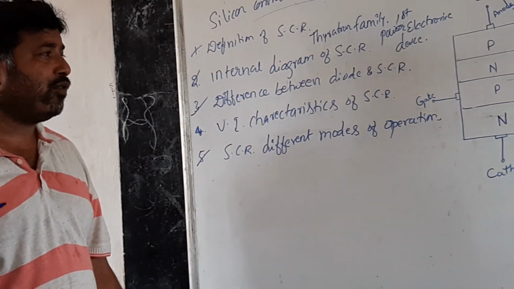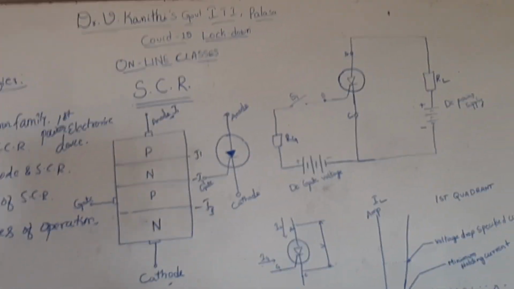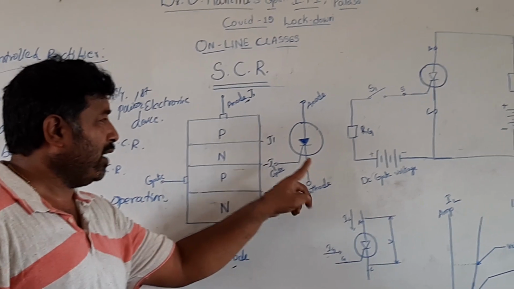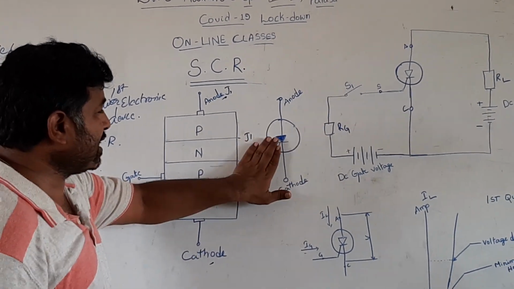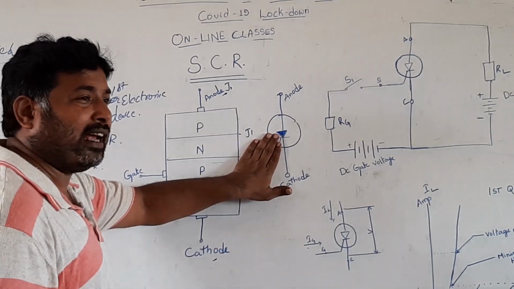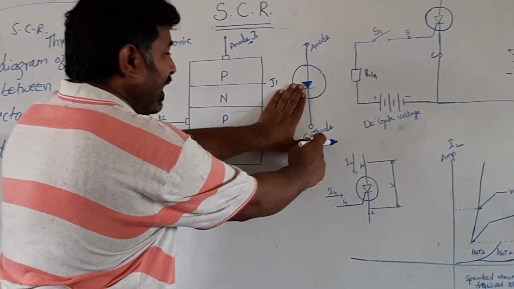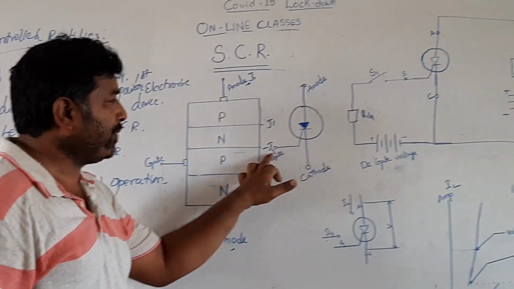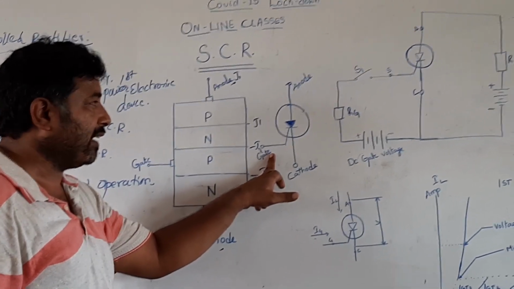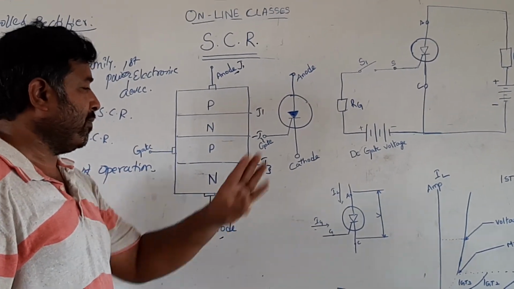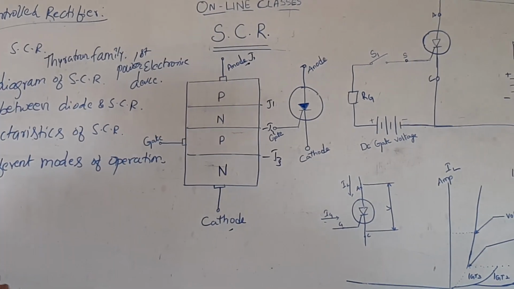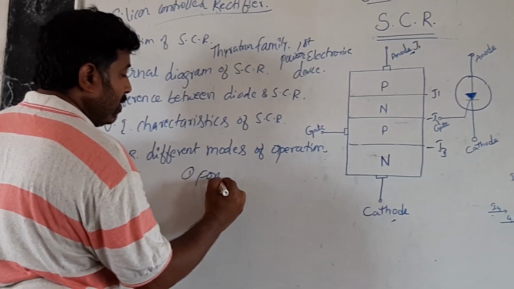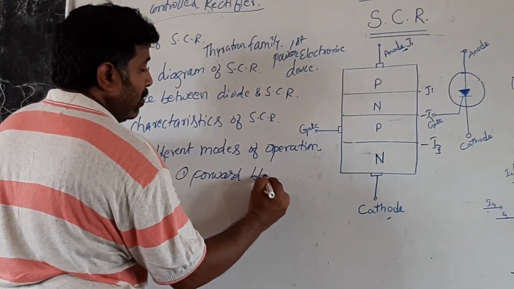We have to know about the different modes of operation, how an SCR works. Before discussing all these things, first we have to know the basic symbolic diagram of SCR. By keeping the gate closed, it seems to be an ordinary diode with anode and cathode. On the other hand, in an SCR we have one more terminal, the gate terminal. This is the anode, cathode and gate, a three-terminal electronic device. How it functions, we have to see. The function is in four modes: first, forward blocking mode.